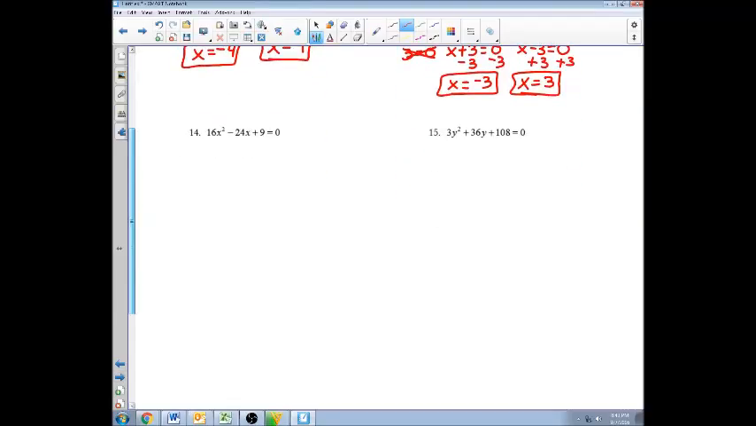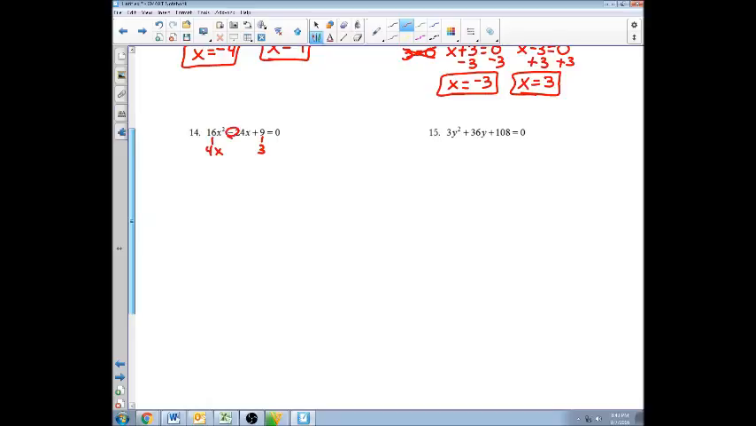The first thing I want to look for is a GCF. Is there a factor of 16, 24, and 9 that they all share? There is not. The next thing I want to look at is, because my C value is positive, I want to see if I have a perfect square trinomial. Is 16x squared a perfect square? Yes, it is. The square root of that would be 4x. Is 9 a perfect square? Yes, it is. The square root of that would be 3.